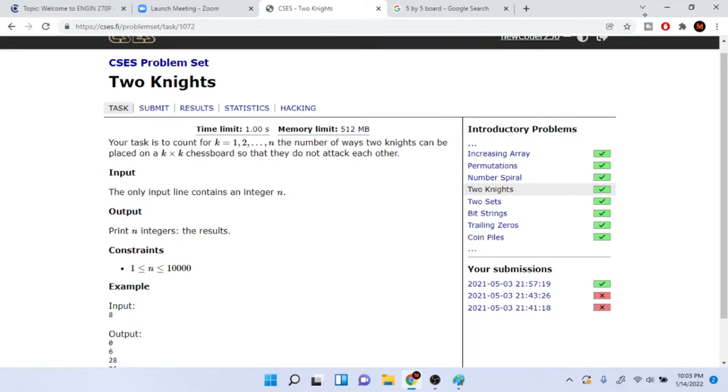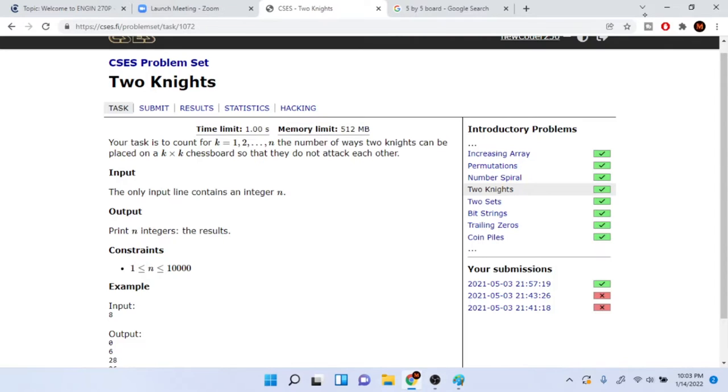Today we are going to go over this problem called Two Knights. So what is this problem? Your task is to count, for k equal to 1 up to n, the number of ways two knights can be placed on a k by k board such that they do not attack each other. So what does that mean?